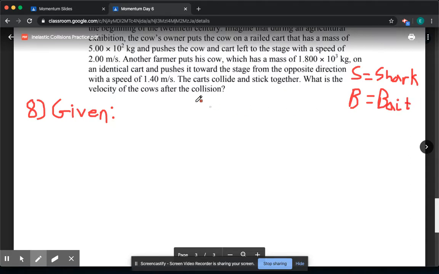So we are given the mass of the shark. I'm going to label that as MS. Mass of the shark. Well, let me use a different color because I have that labeled as red. So let's use a different color to make our lives a little easier. So MS, or the mass of the shark, is 3,000 kilograms. That's what we're told. 3,000 kg. That is the mass of our shark.